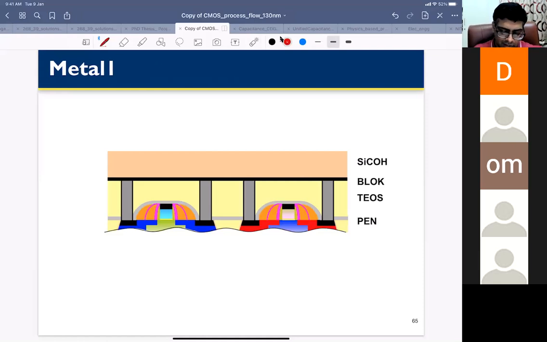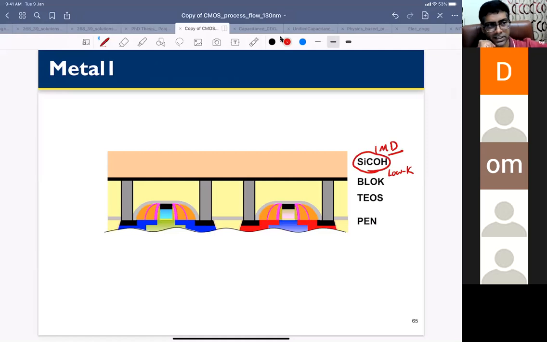So again, you have to deposit an intermetal dielectric. This is called intermetal dielectric because these dielectrics will come between different metals, right? This is a low-K dielectric because capacitances are a main issue nowadays between different metal levels. So we mostly use a dielectric with a lower dielectric constant than silicon dioxide, right?